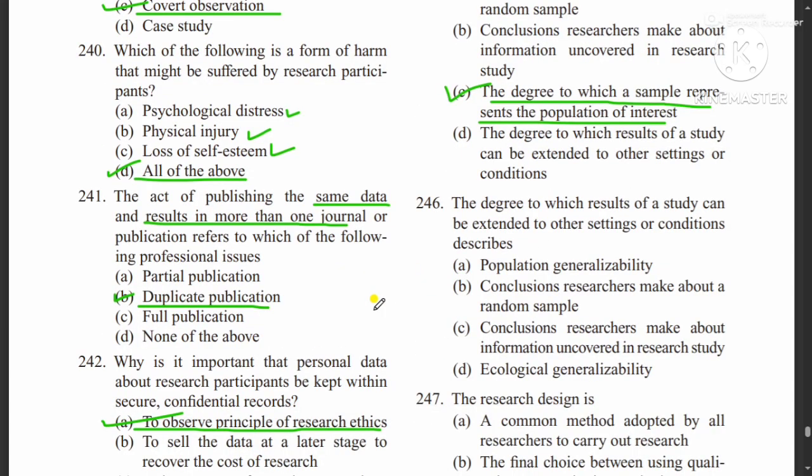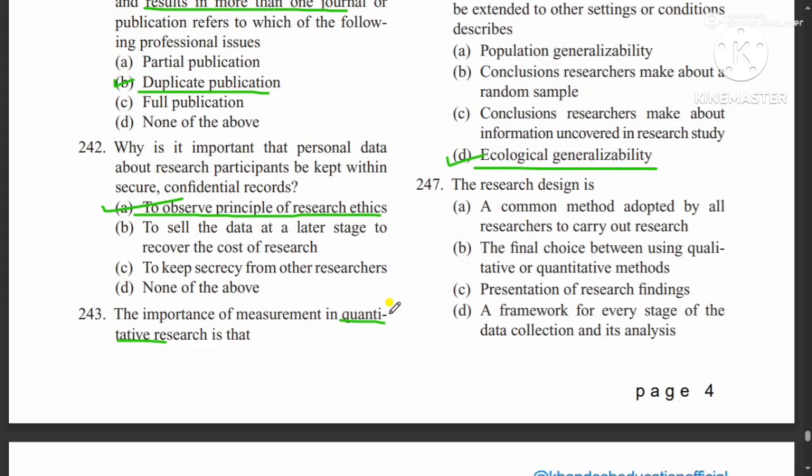Next, the degree to which results of a study can be extended to other settings or conditions describes. Option D is correct. Ecological generalizability. The research design is. Option D is correct. A framework of every stage of the data collection and its analysis, because of included research design.